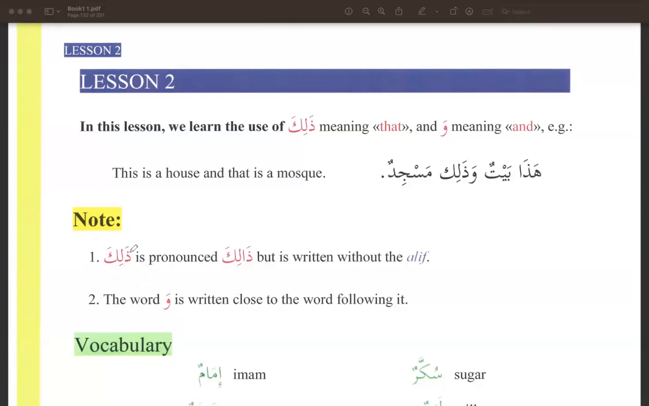ذلك. The alif is hidden. It's understood. It's implied. So you say ذلك. That's how you're going to pronounce it. The word wa is written close to the word following it.